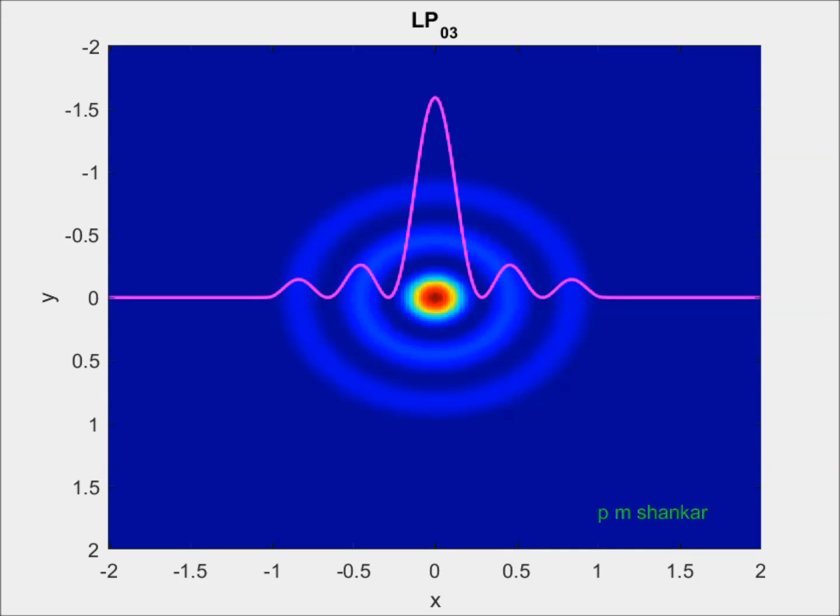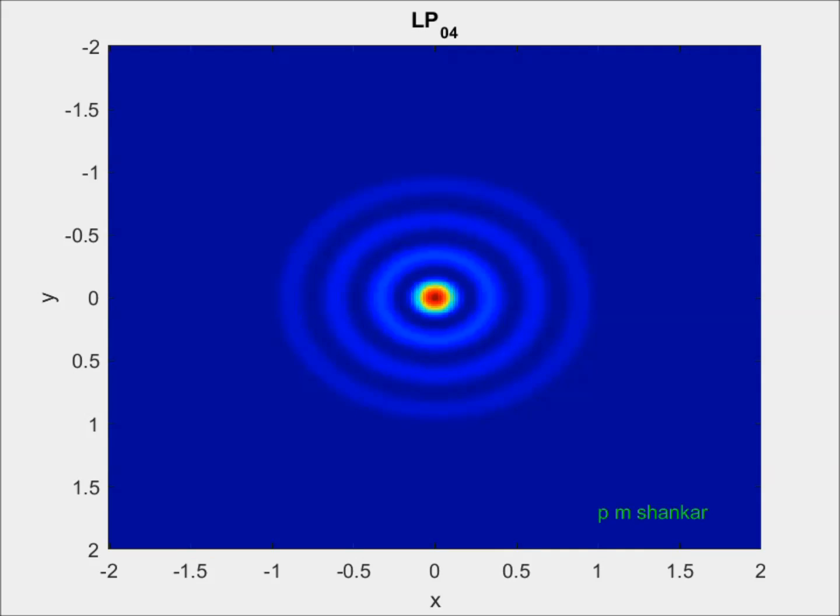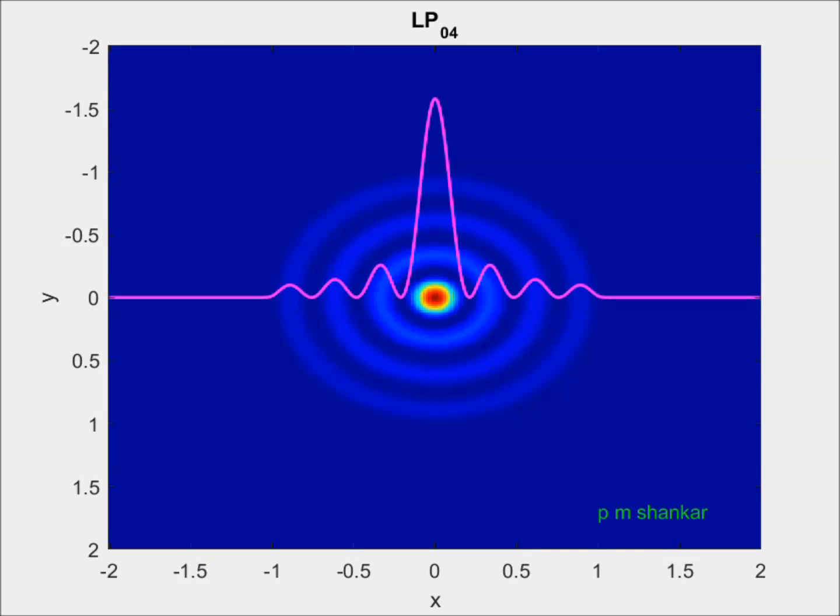LP03 mode. One concentric pattern within the core and three peaks along the core radius. LP04 mode. One concentric pattern within the core and four peaks along the core radius.